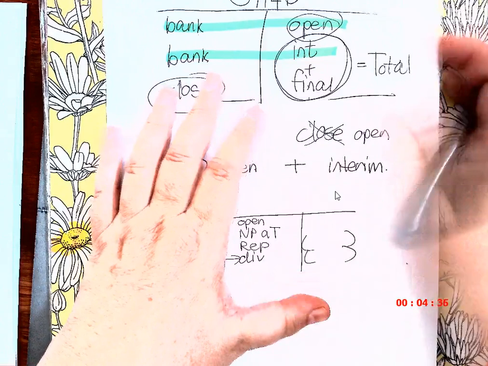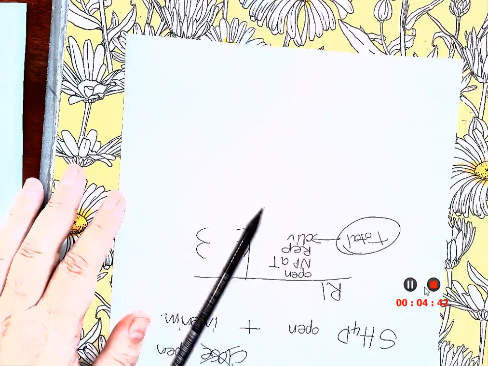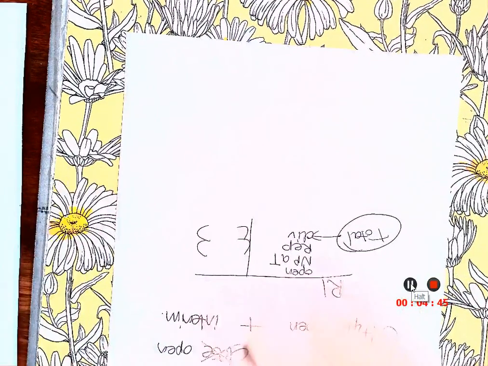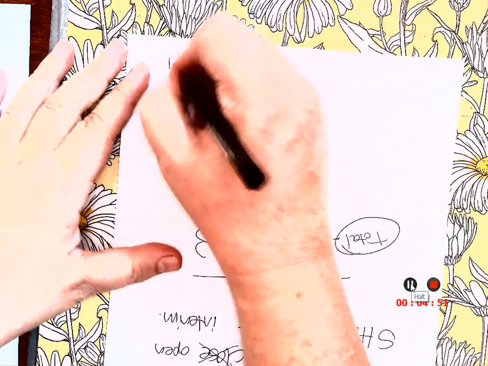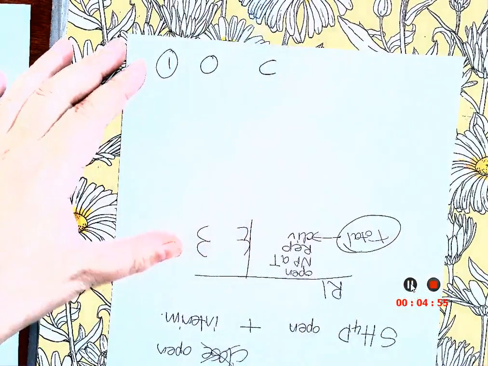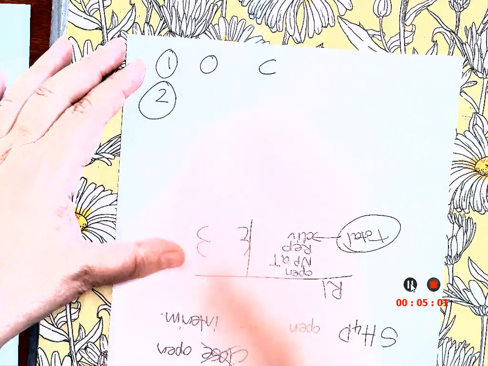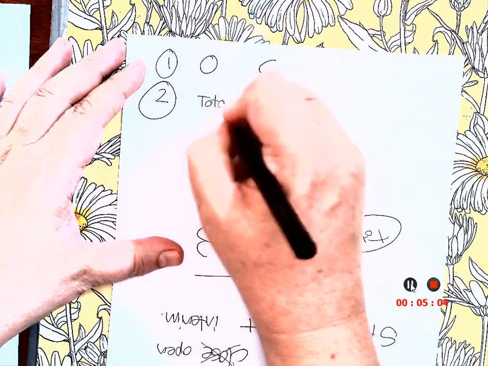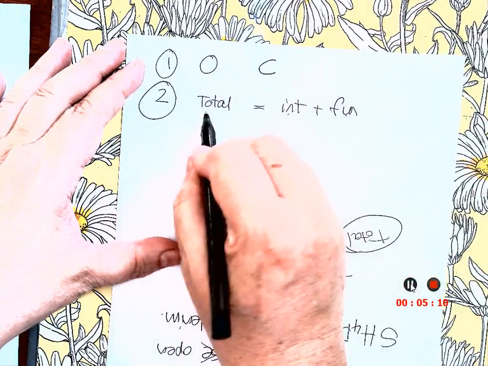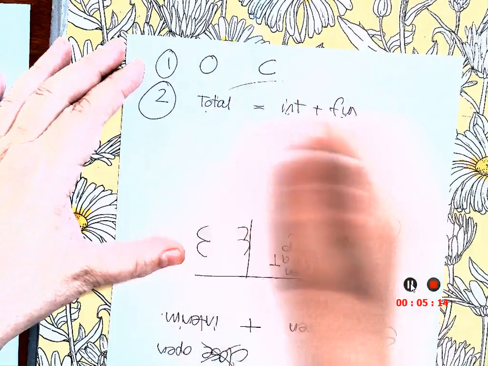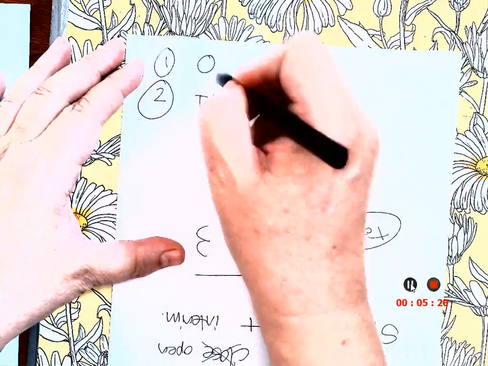Let's quickly do it in numbers. So you need to have, number one, the opening and the closing balances. That they'll give you as balances. Then number 2, they can either give you the total, which consists of the interim and the final. So they can give you all 3. They can give you those 2. Then you can calculate that one, and you want that one plus that one.